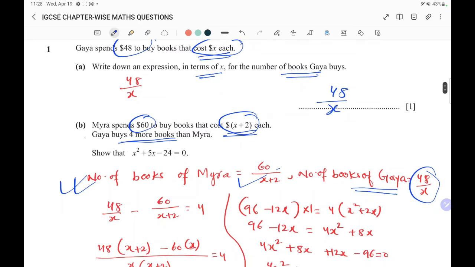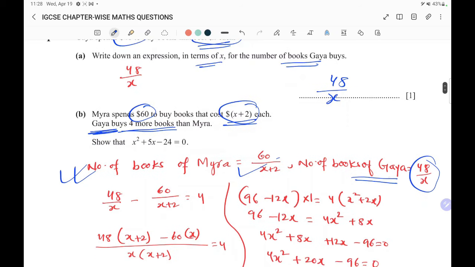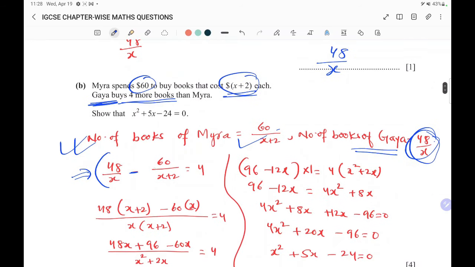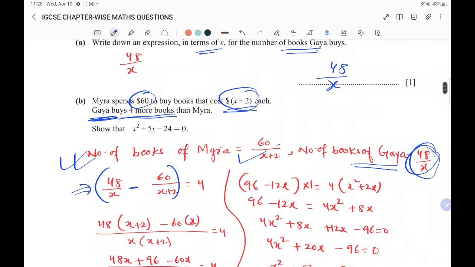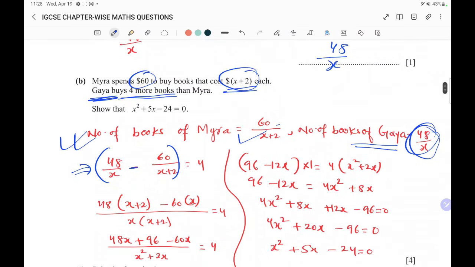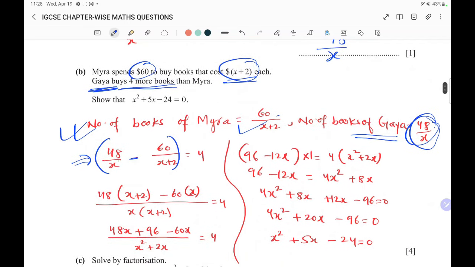Now, according to the statement, Gaia buys 4 books more than Myra. So the difference of Gaia's number of books and Myra's number of books must be 4. Gaia's number of books is 48 over x, minus Myra's number of books. This is the difference of number of books between Gaia and Myra, and that's 4. Now we need to solve this expression, 48 over x minus 60 over x plus 2.